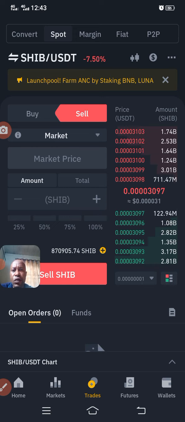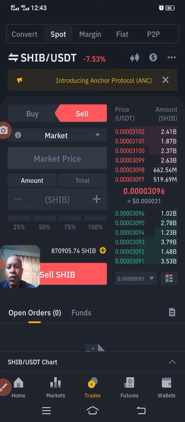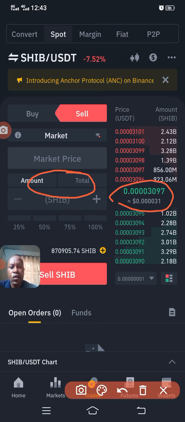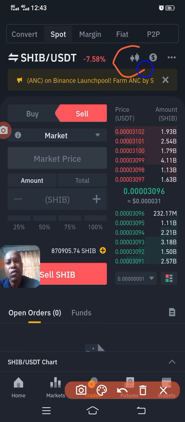Now, let me start with scalpers. Scalpers are those traders that trade within 15 minutes to 4 hours. Yes, you are a scalper if you are trading on this range. So how do you use your technical analysis now to determine or know what the market is actually saying? You look at this place, you look at this region.